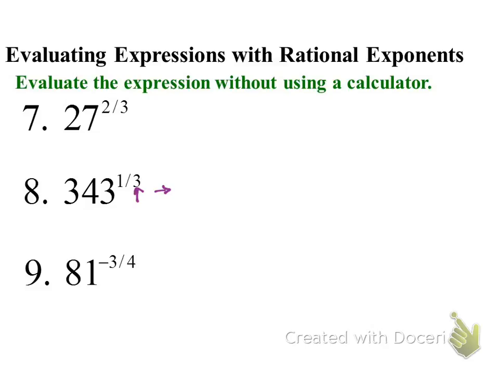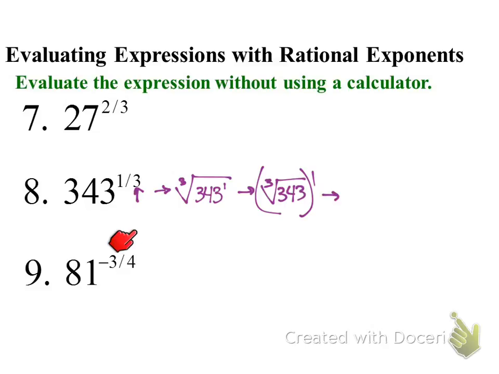That denominator becomes the index. So we could rewrite this as the cube root of 343 to the first power. So whenever we have a unit fraction, actually all forms kind of go the same route. We've got to figure out the cube root of 343.